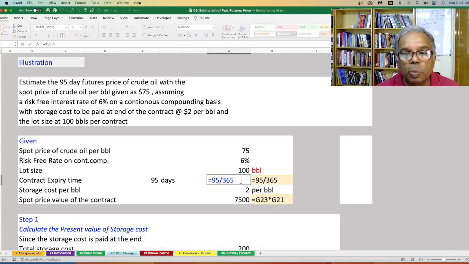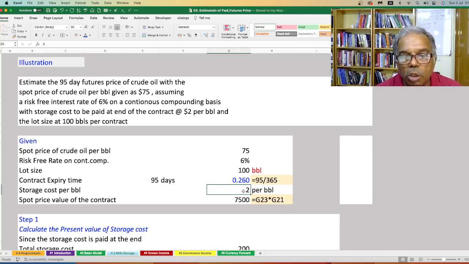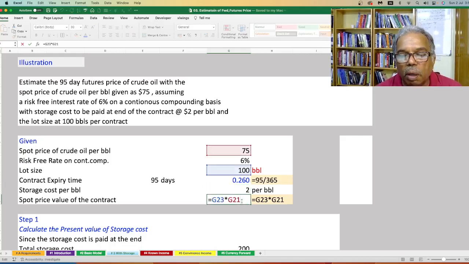95 days is always expressed as 95 divided by 365. Whenever using time, either we use d divided by 365 for the time, or we use n divided by 12 if it is given as a number of months. The storage is given as $2 per barrel and to be paid at the end of the contract. So the total value of the spot price of the contract is 75 into 100, which is 7,500.